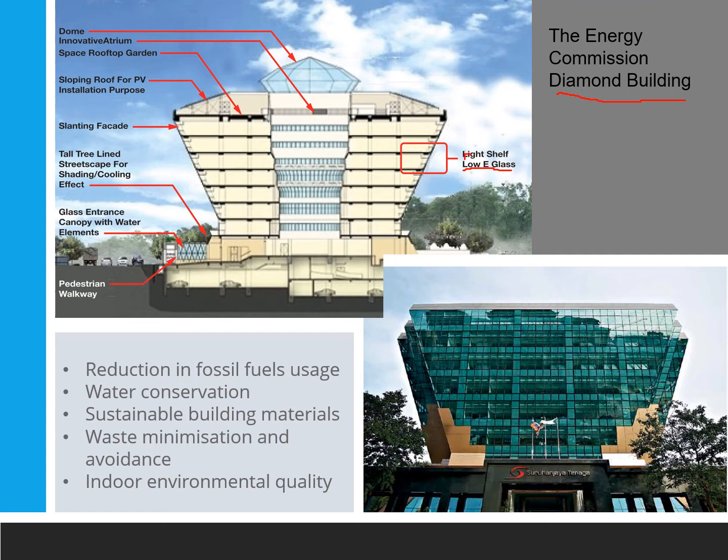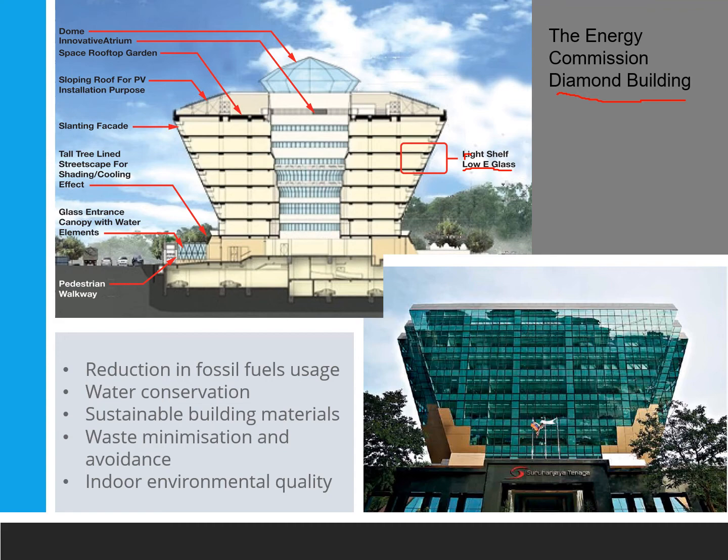And then we use less energy for the aircon because we have the cooling trees here. And we have a glass entrance. Here we have a water elements canopy. So when we use water, of course it can also reduce the heat of the building. And lastly, we have the pedestrian walk.